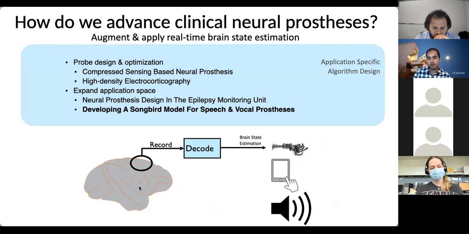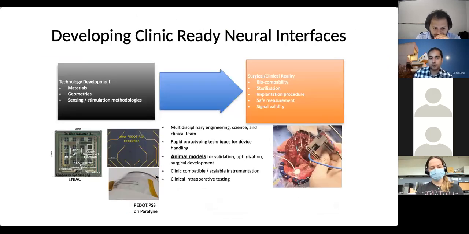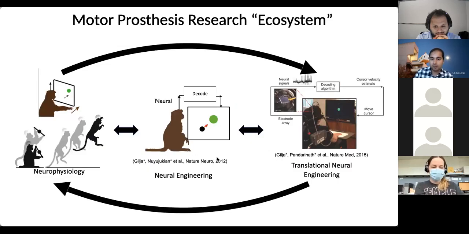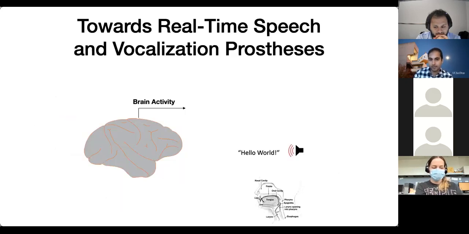Okay, so I'm going to spend a little more time on this last part, which is developing a songbird model for speech and vocal prostheses. And this is coming back to this idea of a research ecosystem, right? We need animal models for validation and optimization of both surgical development and algorithm design. And this is, as I mentioned earlier, what I believe allowed this field of motor prostheses to translate so quickly.